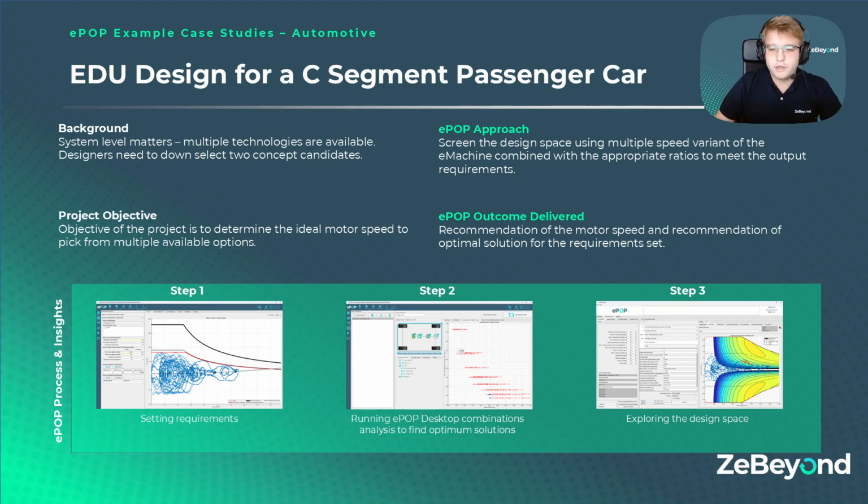Using ePOP Desktop, we can easily screen the design space using multiple variants of the eMachine. We will also be able to investigate different variants of two-stage transmissions that meet the output requirements. Finally, at the end of the study, we will be able to recommend the best architecture solution for the requirements specified.